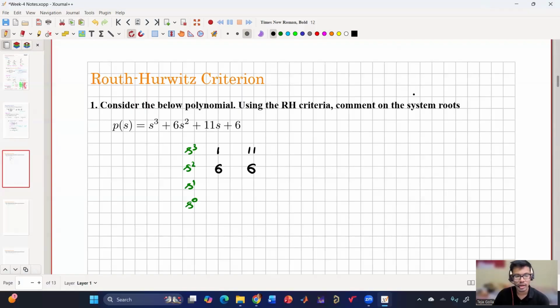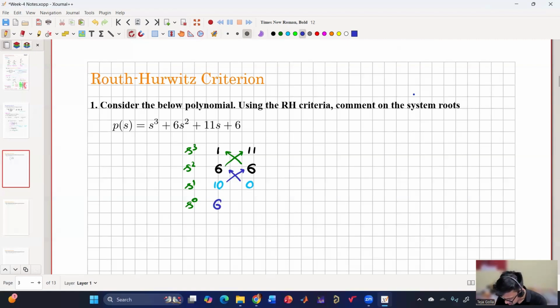Now calculating the s to the power 1 coefficient, I'll multiply this and then subtract this into this, divided by 6. So 6 into 11 minus 6 into 1 by 6, which is 10. And for this value, there are no elements on the right-hand side to calculate it, so we can consider it to be 0. Now to calculate s to the power 0, we consider 10 into 6 minus 0 into 6 by 10.